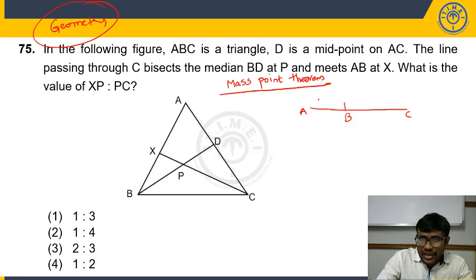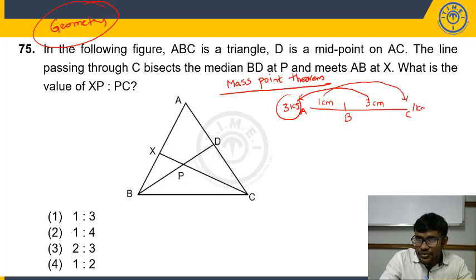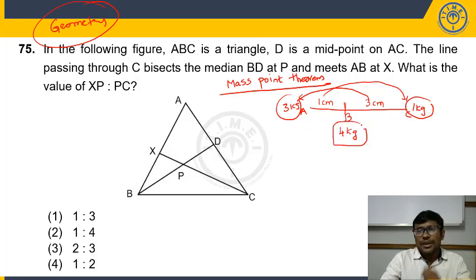If A is 1 centimeter and B, C is 3 centimeters, let us assume. So, to balance this, what I do is, I put a weight of 3 kgs. Why? Because here it is 3 centimeters, I'll put a weight of 3 kgs here. And I'll put a weight of 1 kg here. Why? Because it is 1 centimeter. So what happens? Here 3 kgs and here 1 kg. So, at B, you'll be getting a weight of 4 kgs. This is called the mass point theorem concept. So, based on this, I will solve this question.